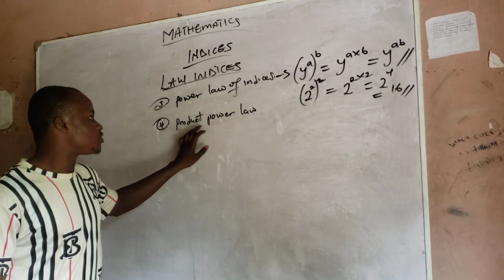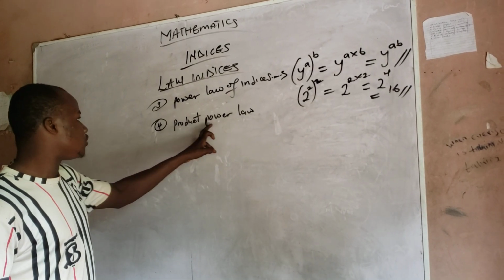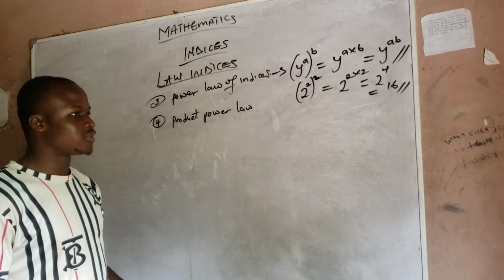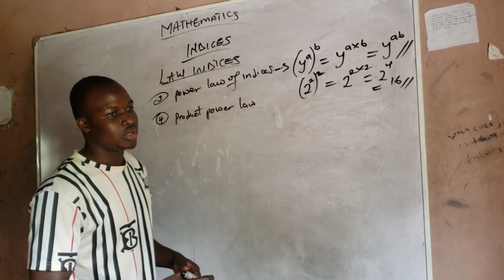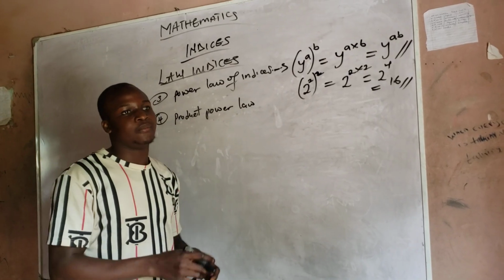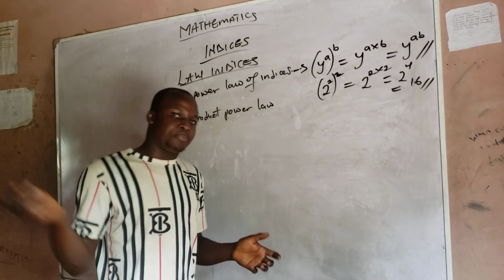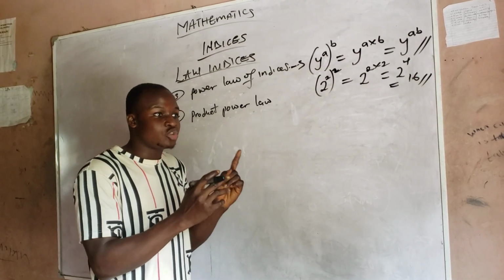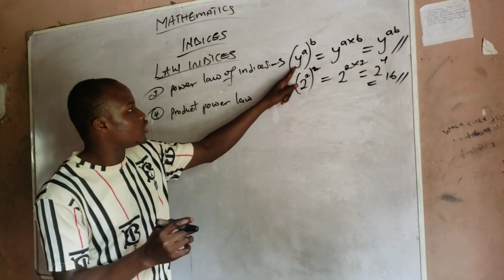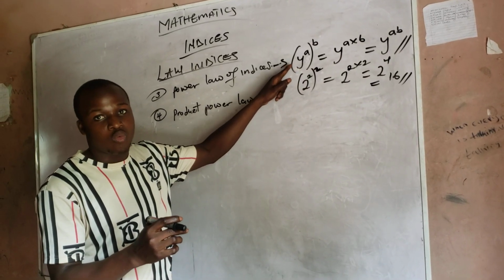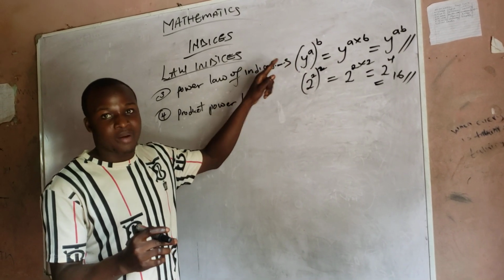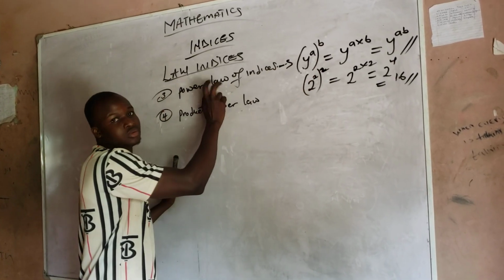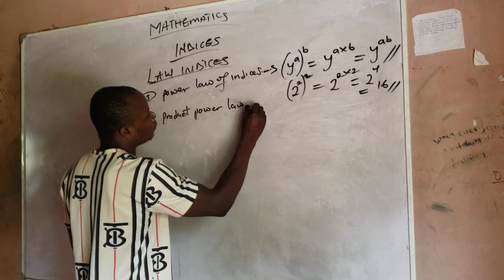Now in this product power law, it's just the product of power law. Product power law is telling us that whenever we have 2 numbers multiplied by each other and they are raised to a power, we treat it differently. If it's only one number raised to a power, we are going to apply power law.